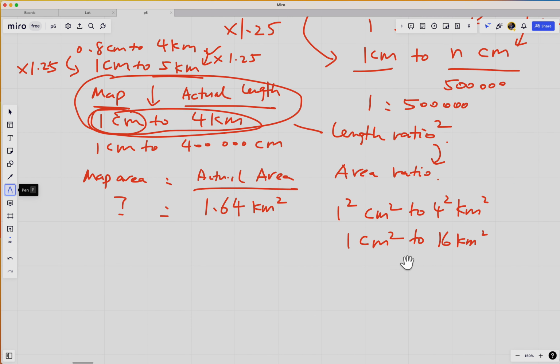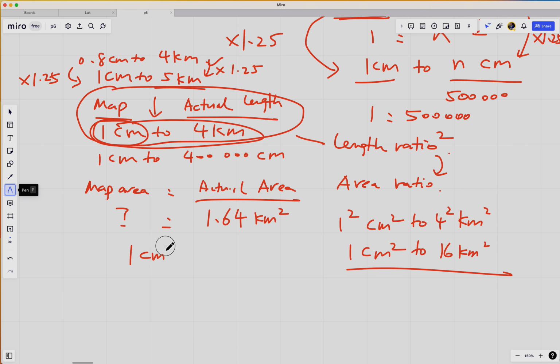So once you have this, then you can find out what's the question mark. Why? Because the actual area is 1.64 kilometer square, right? You just ask yourself, how do you get to 1.64 kilometer square from 16 kilometer square? You divide, right? Then you will know what the factor is here. You divide by what to get 1.64 from 16? If you use the small one to divide by the big one, 16 divided by 1.64. Yes.